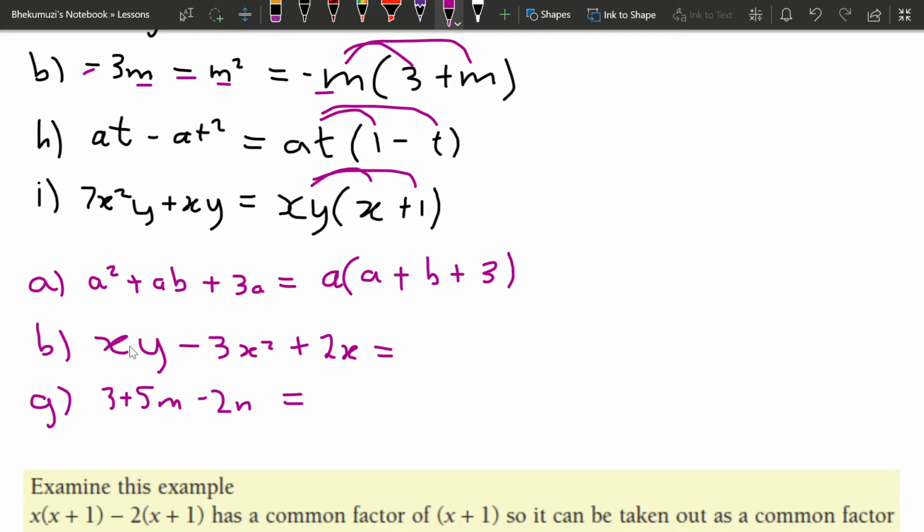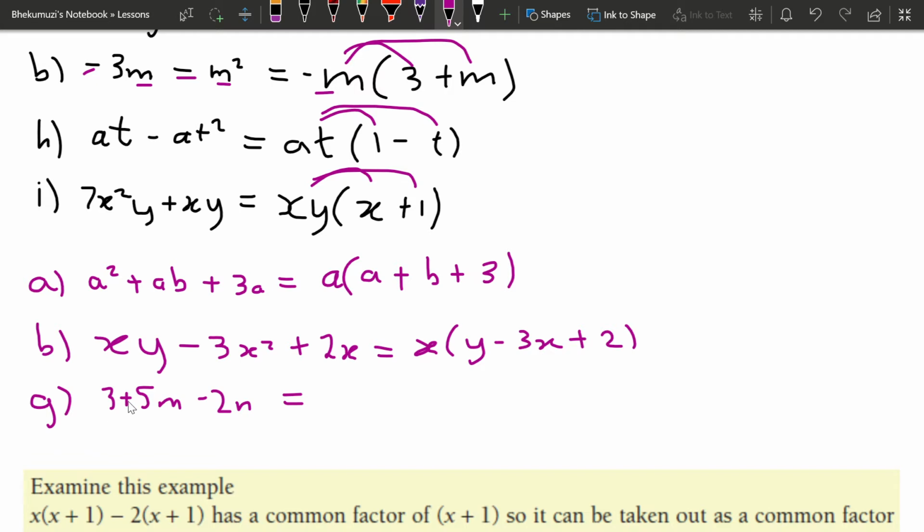So if you look at the next one, you have xy minus 3x squared plus 2x. This is a trinomial again, but now what is common for all 3 of them? It is the x, right? So it's x, x, x. The numbers are not common, so now what can we say? We can say that x is our common factor, and then inside you'll be left with y minus 3x plus 2, right? And that would be the final solution for that.